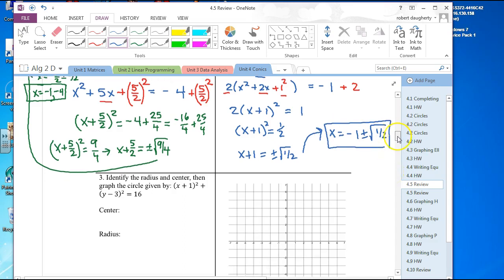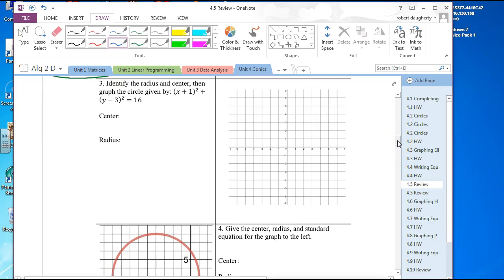Number 3, this is a circle. Identify the radius and center, then graph the circle. Okay, the center is negative 1, positive 3. And then we know that r squared in this case is 16, so the radius is 4. Circle centered at negative 1, 3 with a radius of 4. Negative 1, 3. There's the center to my circle. If my radius is 4, count out 4 in every direction.